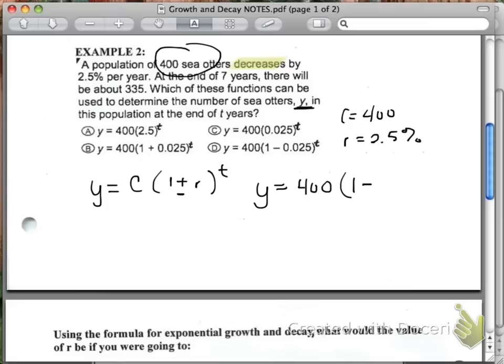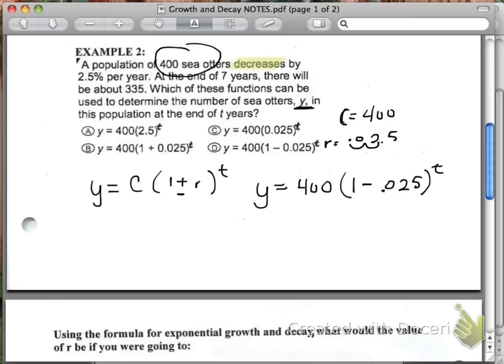But again, we need to move our decimal 2 places to the left. So when I do that, I'll move it over to the left 2 spots, 1, 2, and I end up with 0.025. So my rate equals 0.025, and not percent anymore because I put it into a decimal. So now I have y equals 400 times 1 minus 0.025 to the T power.